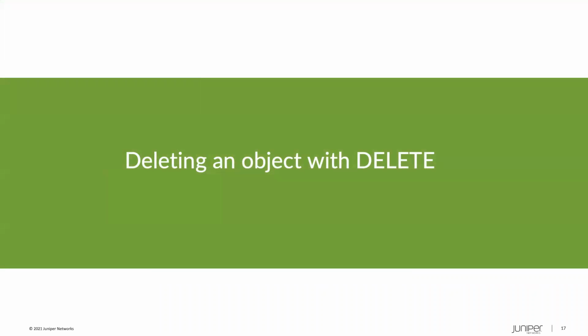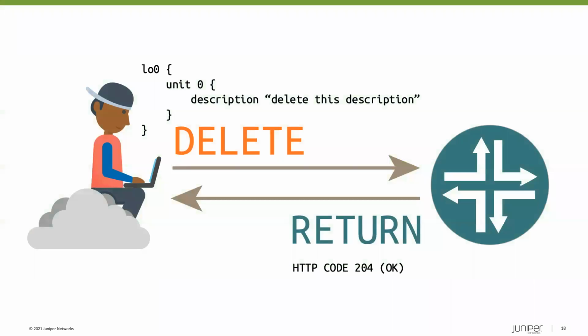The last thing I'll just talk about is you can also use the REST API or NetConf API to actually delete operations or delete configurations from a remote device. In this case, my user is sending an HTTP delete, and they're saying, I want to delete loopback 0's description. And the description was "delete this description." And even in the delete operation, we still get a status code that comes back to us.